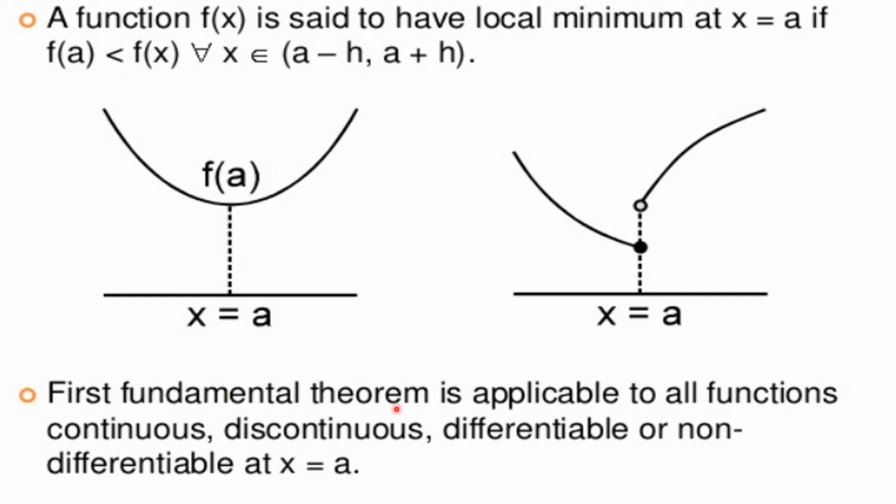The first fundamental theorem is applicable to all functions: continuous, discontinuous, differentiable or non-differentiable at x equal to a. See here, my dear children, if you observe this graph, this is a continuous function at x equal to a. f of x is a continuous function, whereas observe this graph, it is not a continuous function at x equal to a, but the first fundamental theorem is applicable for all the functions. They may be continuous or discontinuous. They may be differentiable or non-differentiable at x equal to a. Okay, my children, understood this concept?